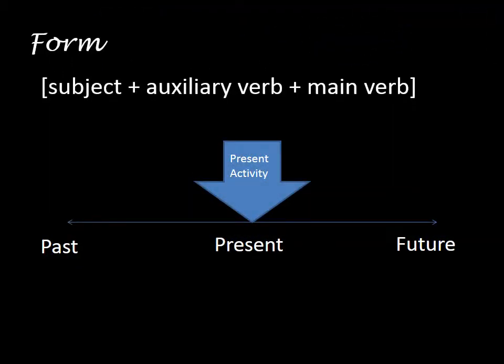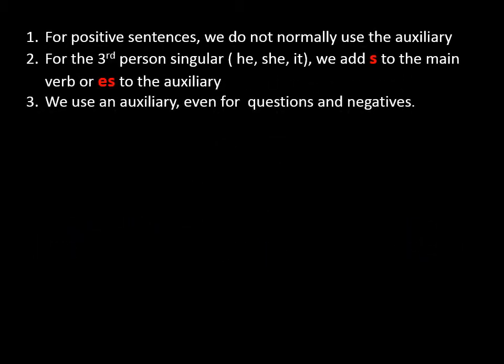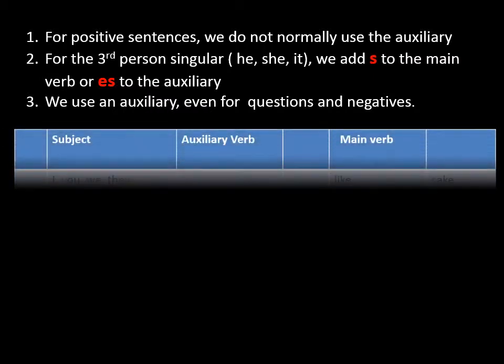Simple present tense is in the form of subject plus auxiliary verb plus the main verb. These are the rules in constructing a simple present tense. For positive sentences, we do not normally use the auxiliary. For the third person singular, he, she, and it, we add s to the main verb or es to the auxiliary. We use an auxiliary even for questions and negatives.